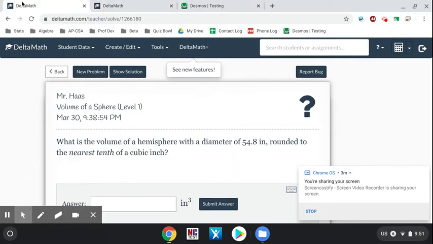Let's try one more. This one is different because it is wanting us to find the volume of a hemisphere with a given diameter. Once again, I'm going to use my volume formula. My volume, once again, is 4/3 pi r to the third. Read carefully, though, because they did not give me the radius. They gave me a diameter. So if all the way across is 54.8, halfway across, my radius, would be 27.4.